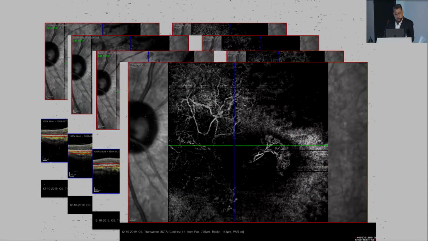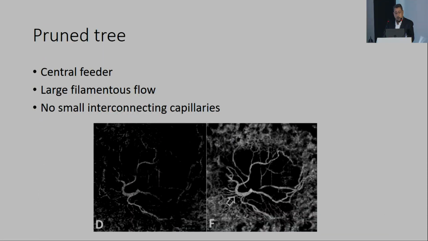So this is along the same lines. But when you know that a CNVM is going away, this is the appearance. It's called a prune tree or a dead tree. All it means is that you have long filaments without any intervening small vessels that I showed you. That shows that the CNVM is inactive.